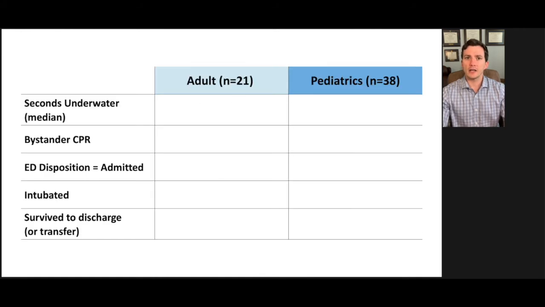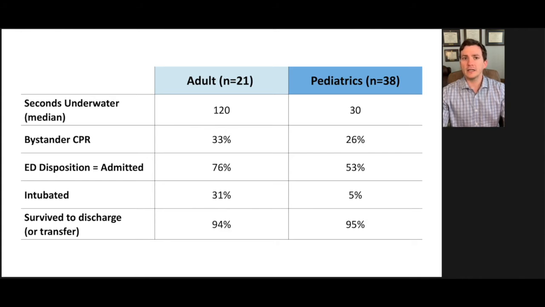Some of the more pertinent characteristics that we looked at were seconds underwater. The adults had a longer duration of submersion when compared to children at 120 seconds versus 30 seconds for the children. The rate of bystander CPR was similar in both groups at 33% for adults and 26% for the pediatric group. The admission rate for adults was 76% versus 53% for the pediatric population. 31% of adults required intubation versus 5% for the pediatrics.